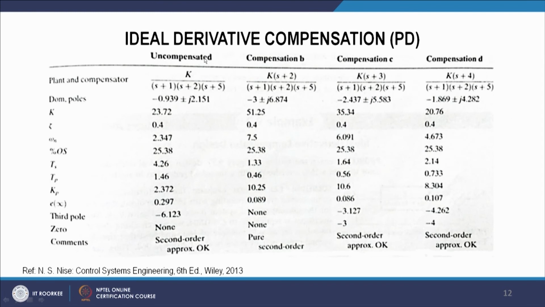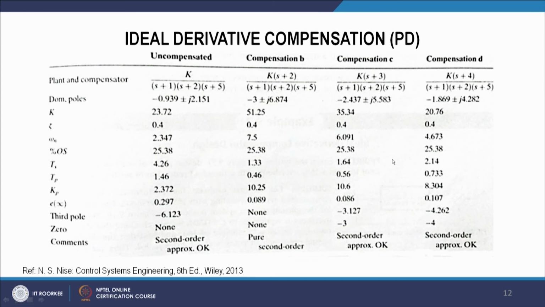This is the uncompensated system's transfer function, and this is compensated with zero at minus 2, this is compensated zero at minus 3, and compensated zero at minus 4. We are getting the dominant poles corresponding to the gains that are passing through the damping line zeta equal to 0.4 and percentage overshoot 25.38. We are getting the natural frequency changing in this system. So the earlier uncompensated system has this natural frequency, now we have these, and we are getting settling time. Here we are getting 4.26.